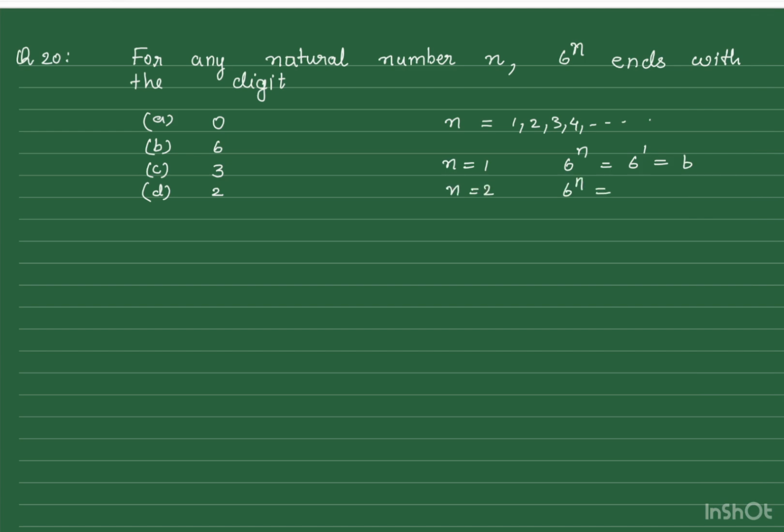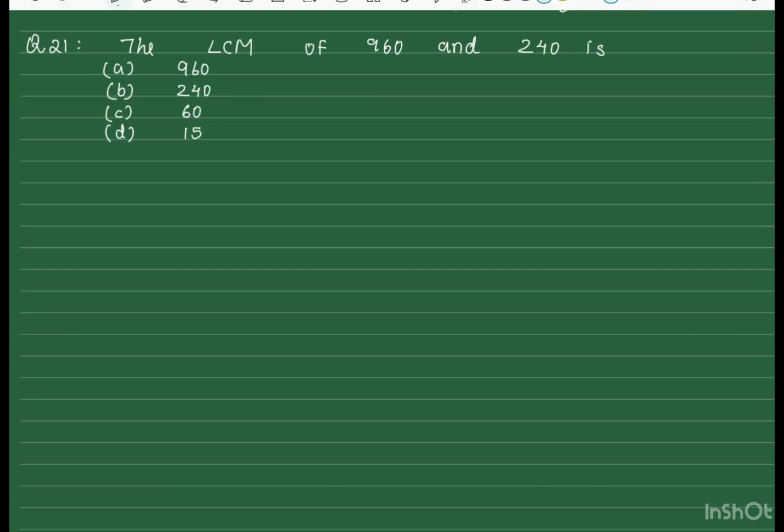For n is equal to 2, 6 raised to 2 is 6 into 6, 36. Next, n is equal to 3. So 6 raised to 3 is equal to 36 into 6, that is also 216, ending with 6. So for any natural number n, the number ends with 6. So option B.